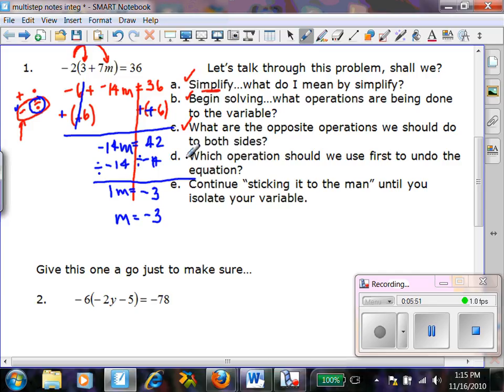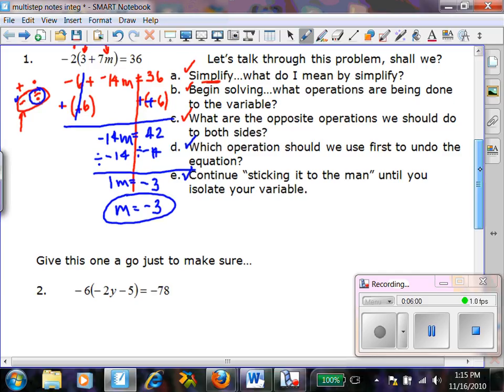So we did this, check, and we did this, check. And we have isolated the variable and found the very magical answer of negative 3. And there you have it.